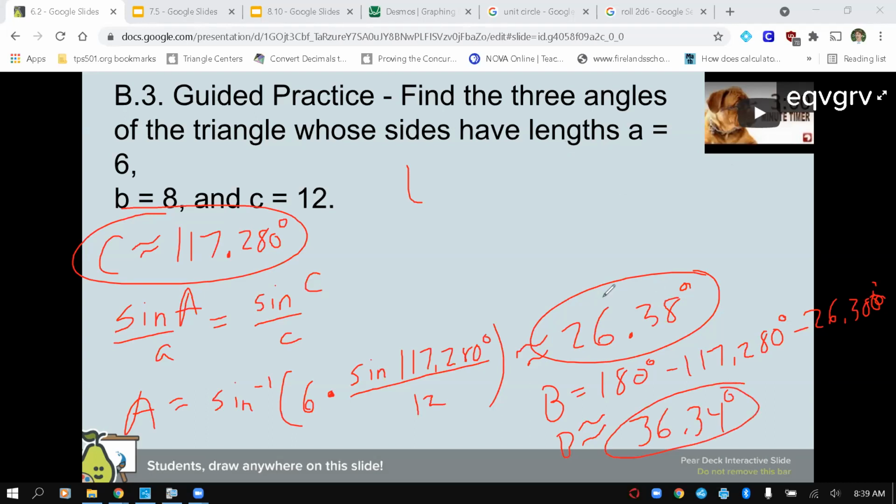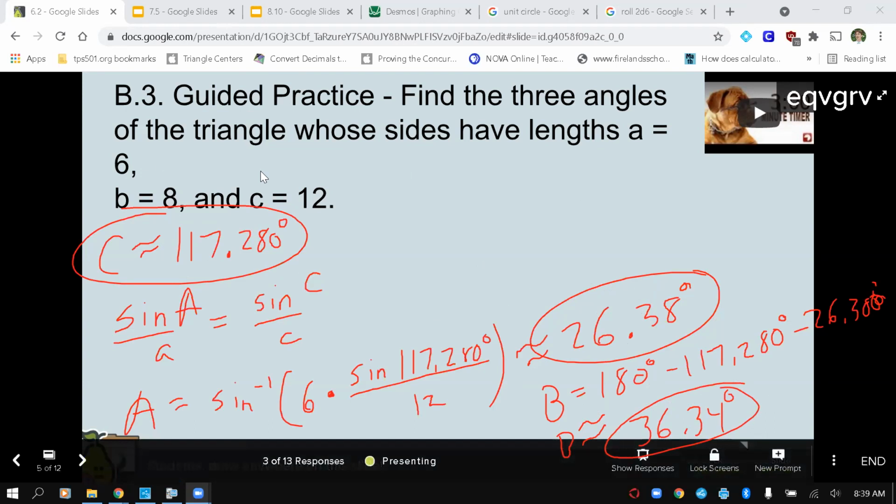And if you double check your work, you'll see that the largest angle is opposite the largest side. The smallest side is opposite the smallest angle. And the medium side is opposite the medium angle. And all is right with the world.